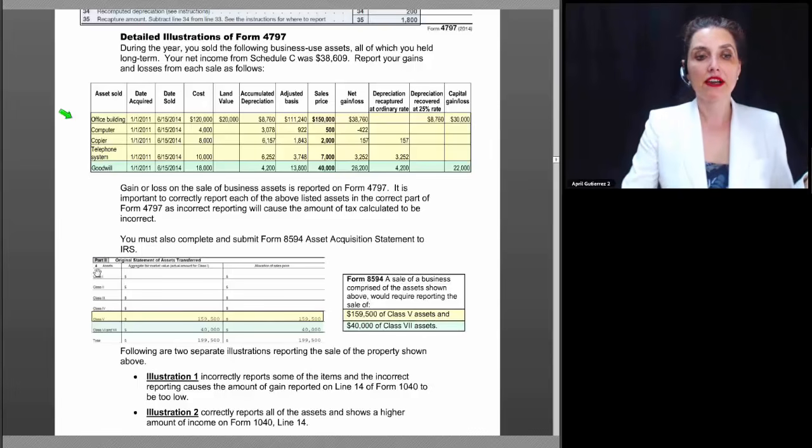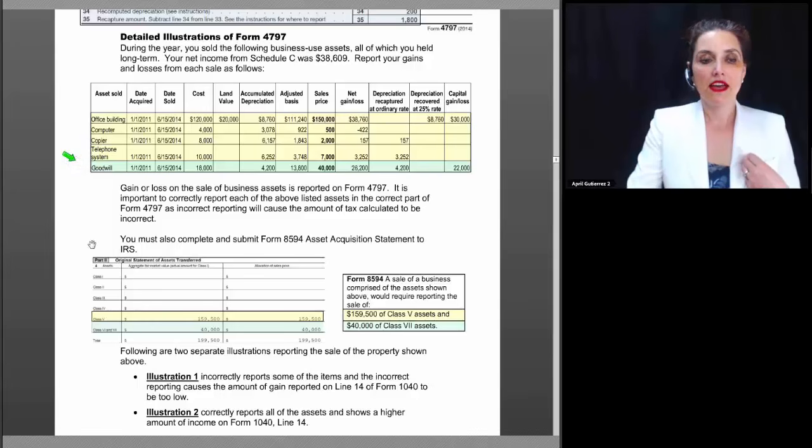And so I've got a cutout here of that 8594 where you can see the asset classification. And I just wanted to show you the breakdown of the numbers that we put in each of those asset classes. We have an office building, a computer, a copier, a telephone system. And we enter those assets as Class 5 assets. And then we have the goodwill, which is an intangible, and it gets entered down here as a Class 6 and 7 asset. Now go ahead and study this schedule.